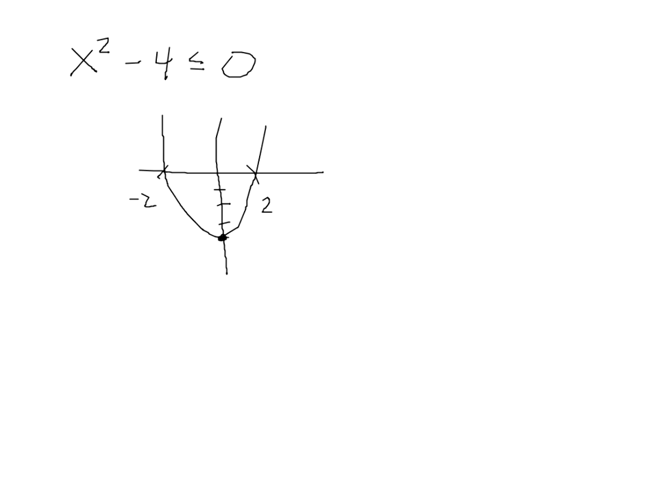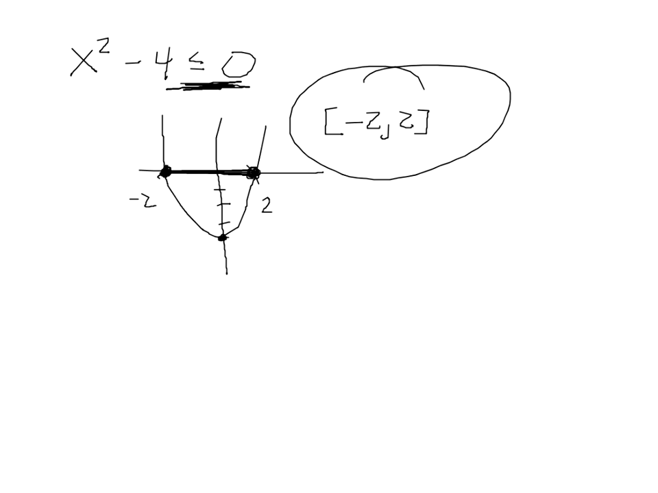And so we're looking for the x's that make the parabola less than 0, or the part where the parabola is below the x-axis. So the x values that correspond to that is this little interval from minus 2 to 2. So that is the solution to this inequality.